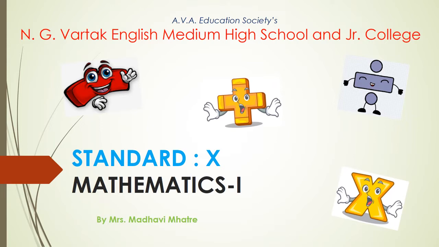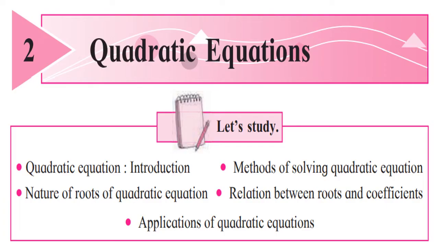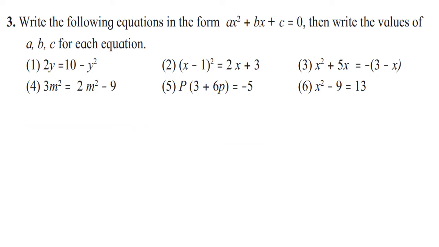Now we are going towards our second chapter, that is quadratic equation. In the previous two lectures we have discussed the general form of quadratic equation, that is ax square plus bx plus c is equal to 0, where a, b, c are real numbers and the condition is that a cannot be 0. Based on that we are solving practice set 2.1, and from that we have completed question number 1 and question number 2. Now we are going towards question number 3.